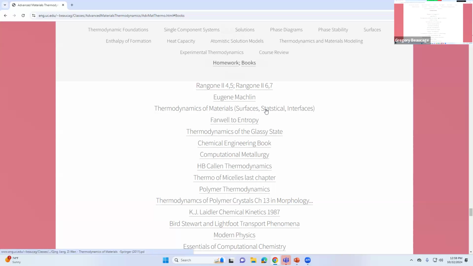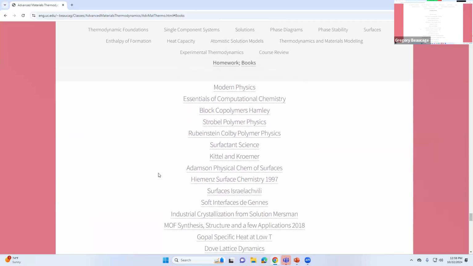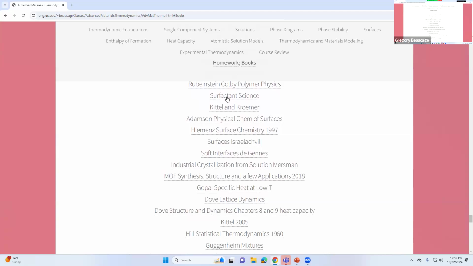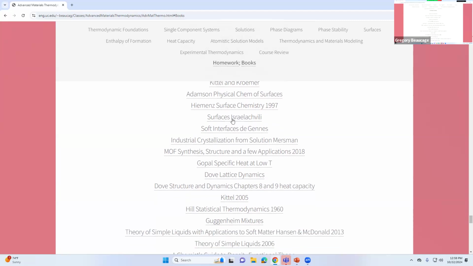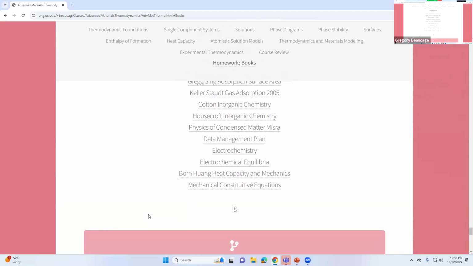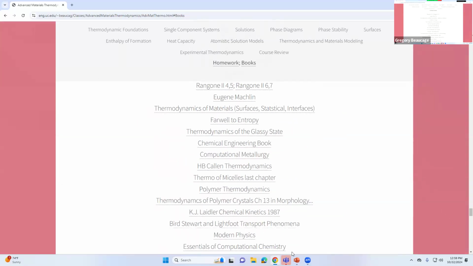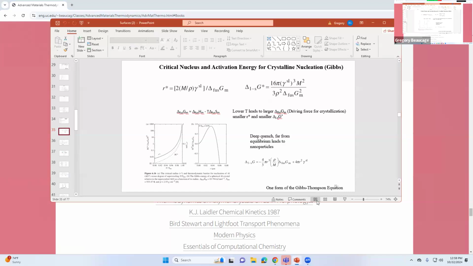I guess this book has it. This says surfaces. Surface science would have it. Adamson has it in it. Hiemenz has it in it. Basically the same derivations are in all these books. I guess that's the point. Surfaces has it in it. So you can see if you don't like one of them, there's like 10 other derivations of that same thing. I guess those are the main ones. I think in the notes I say something about where this stuff is.